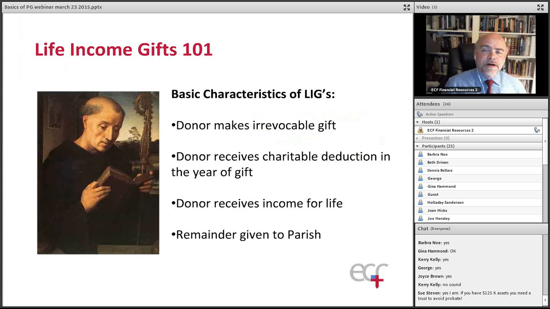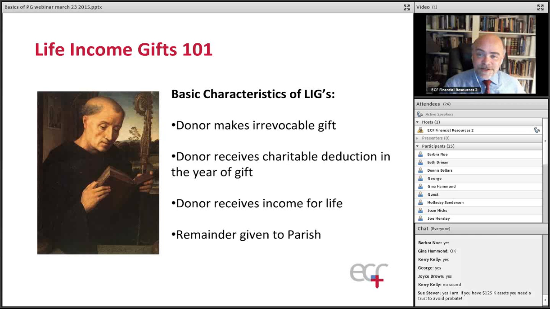Okay, life income gifts. Life income gifts are somewhat unique, and quite often what scares people away from doing a lot of work in planned giving. But I'm here to tell you tonight there is no need to be afraid, and there's certainly no need to ever be afraid because Christ is always with us.